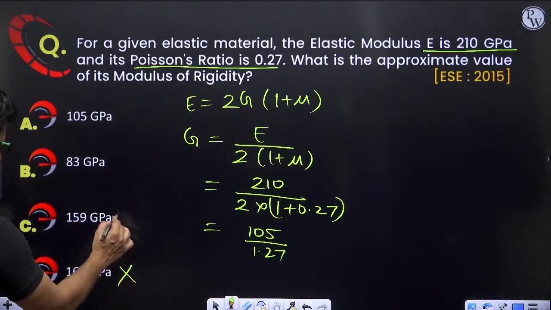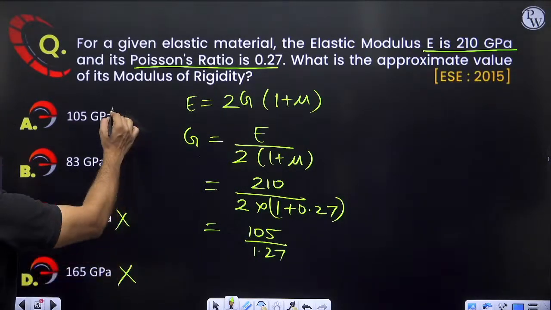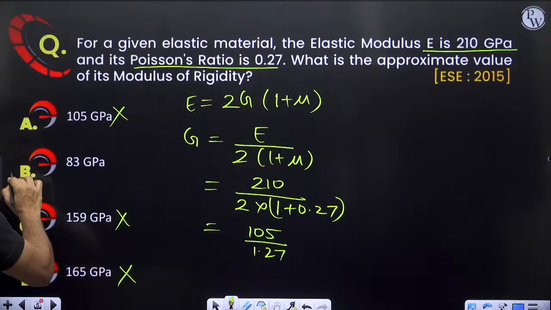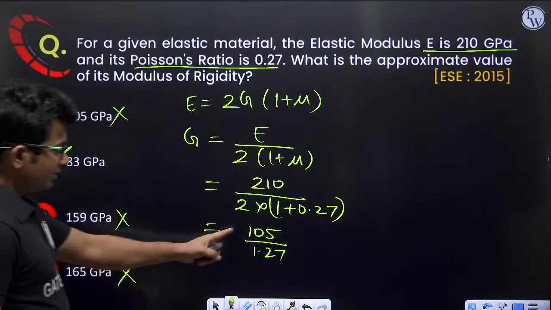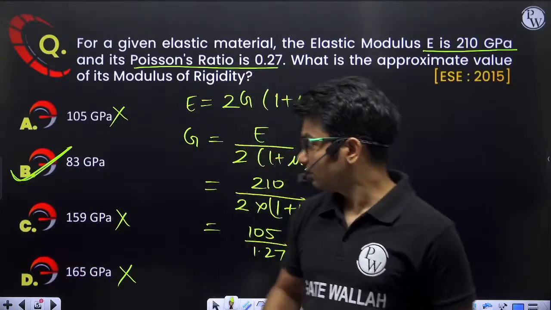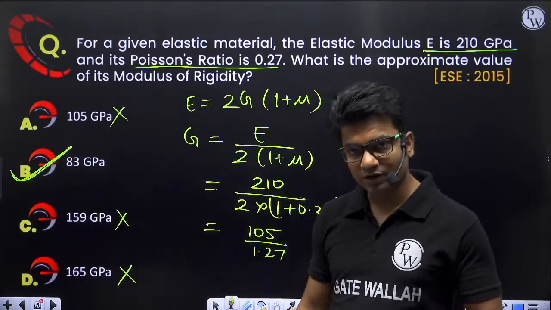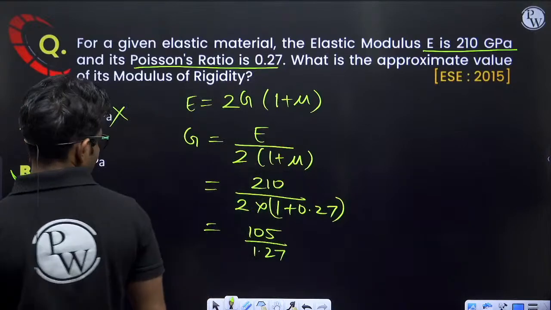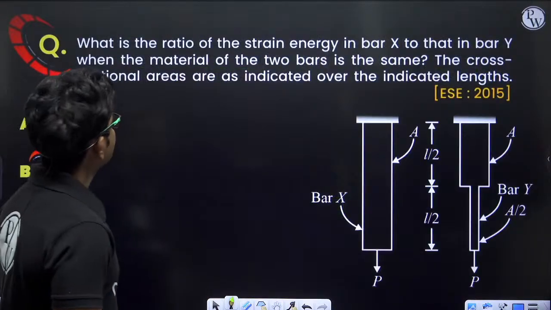This cannot be, this cannot be. Okay, so no need to calculate. We can just look at this value and figure out that the correct option will be 83 gigapascal. Okay, let's move on to the next question.